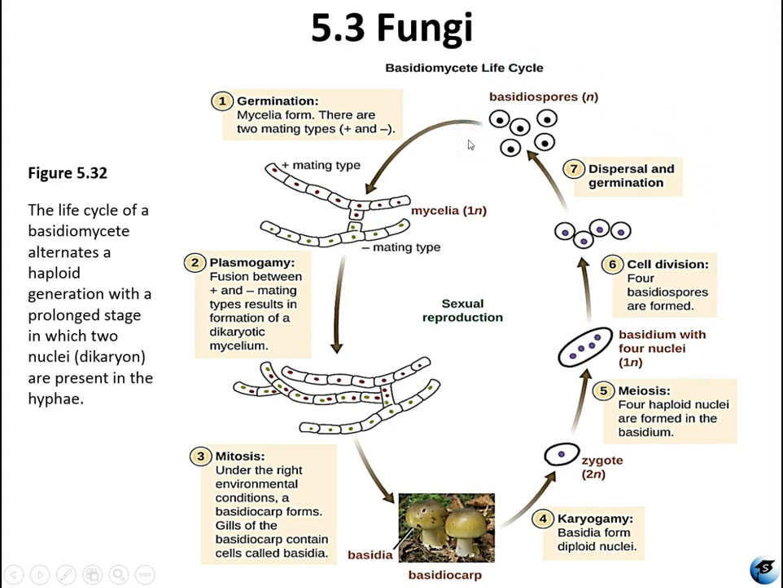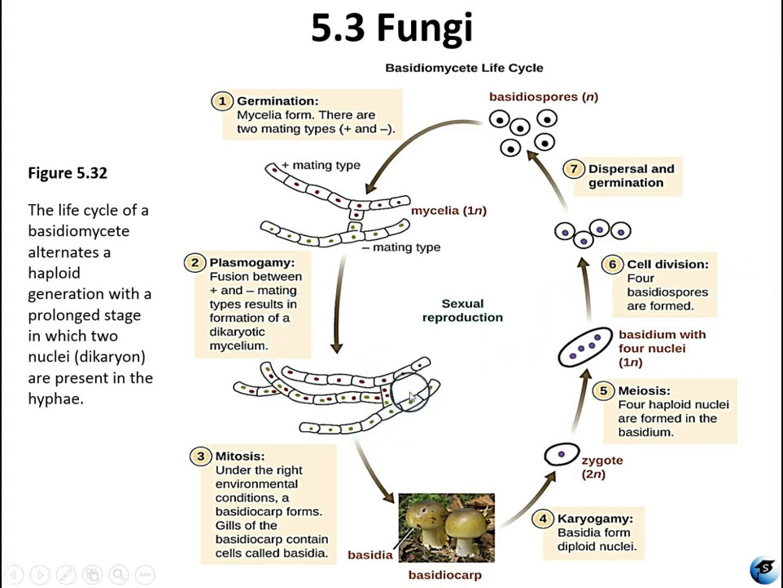The thing that really makes this different from the other ones, the basidiomycetes, is that it has this prolonged stage in the middle in which it has what is known as a dikaryon present in the nucleus. So that's the step here. And then we have over here a basidium with four nuclei, but they're all haploid nuclei. So that's a couple of things that make basidiomycetes different from the other ones, even though they all look very similar, right? Basidiomycetes look very, very similar to the zygomycetes, but they do have this dikaryon step.